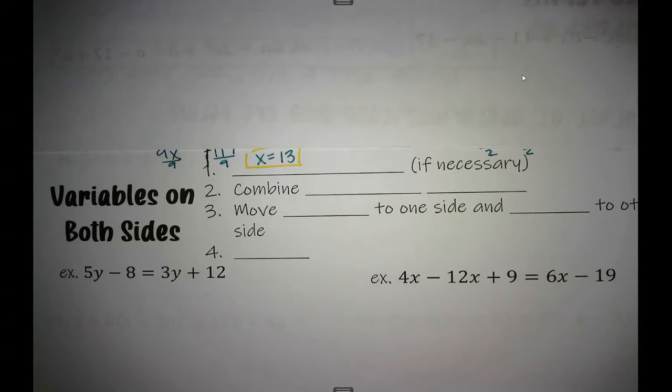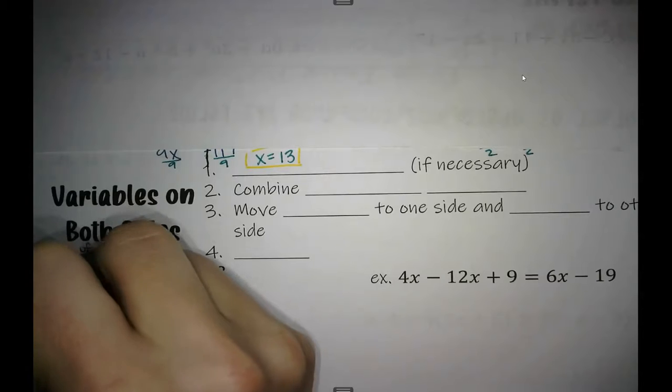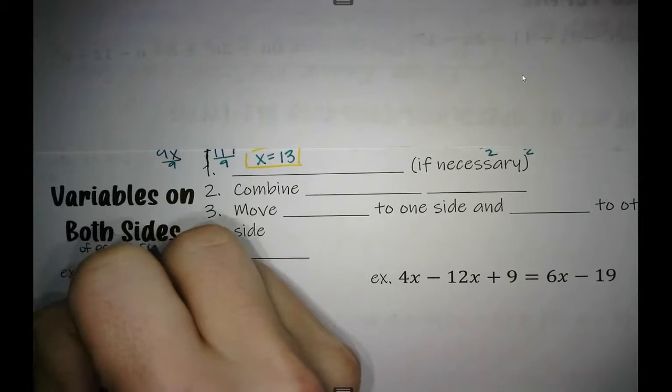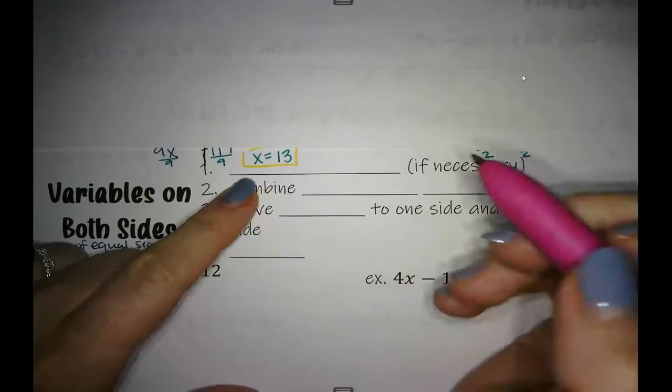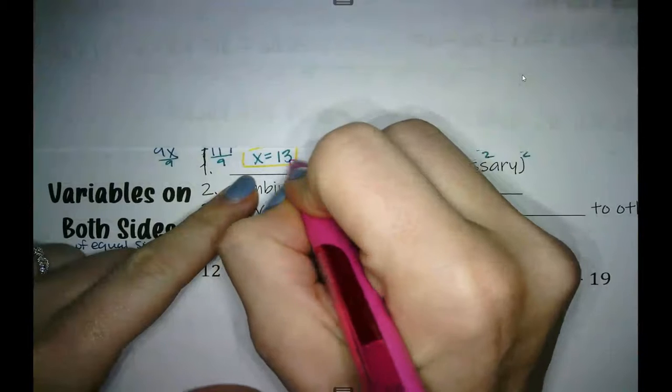Right, what if there are variables on both sides of the equals sign? What do we do then? Let's look at our steps first. So our first step of what we're going to do, and I apologize for writing all in this, is to distribute.